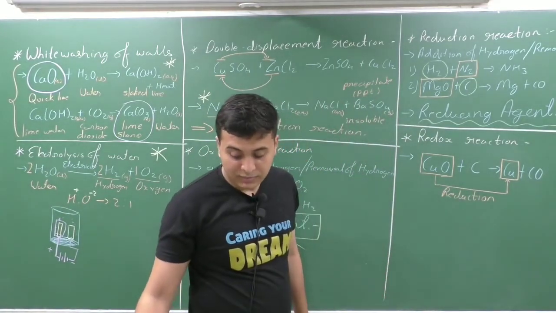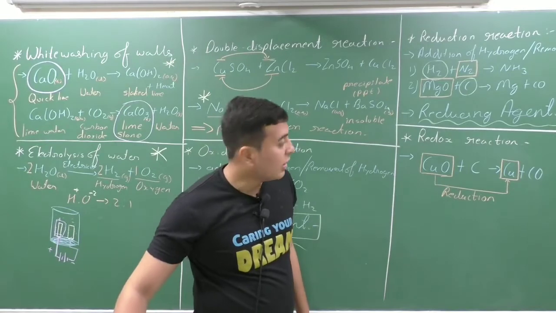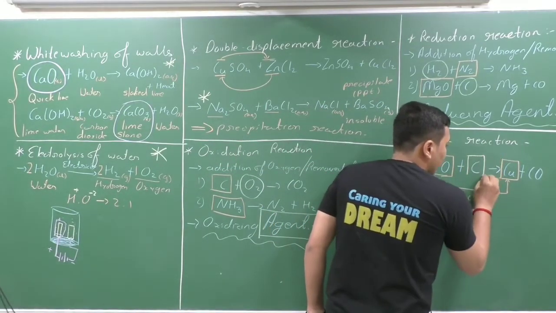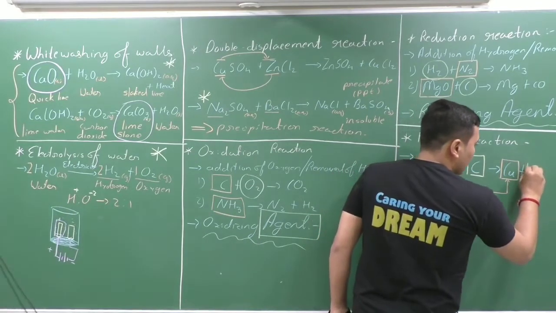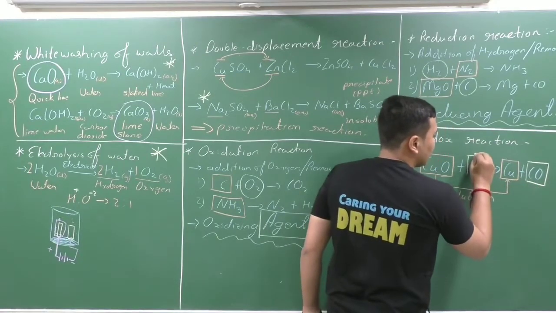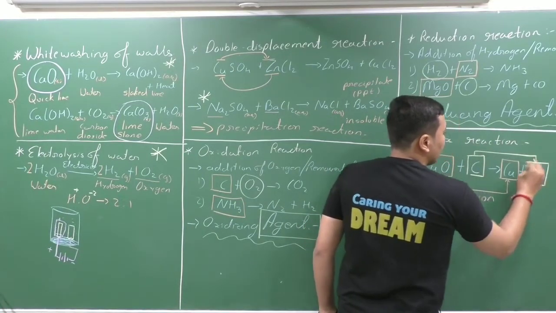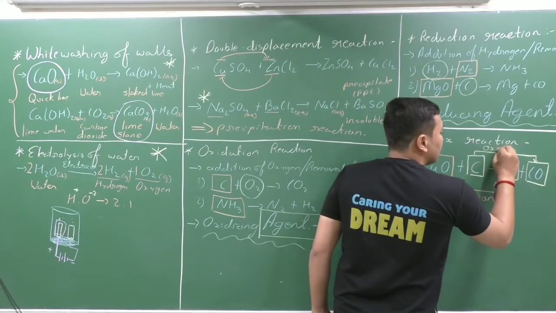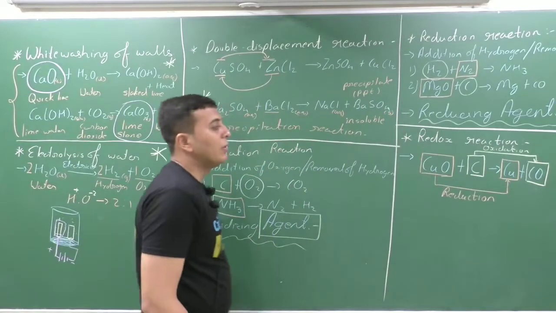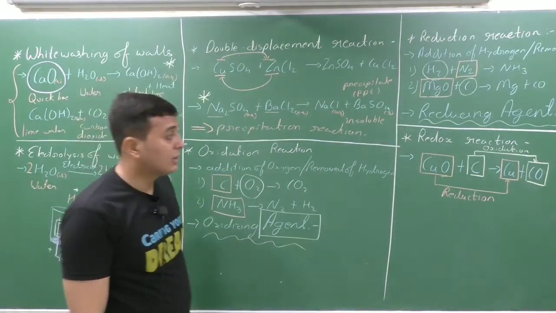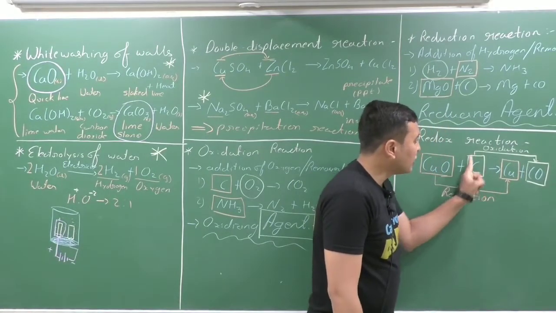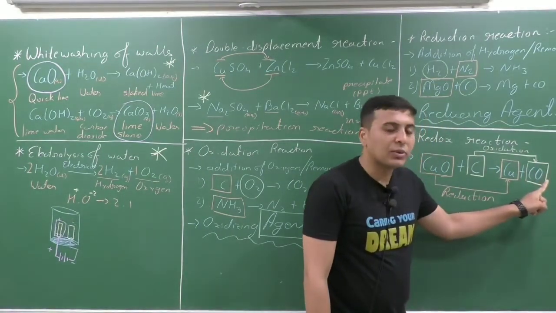Now another thing. Here it is a single carbon, but carbon is converted into carbon monoxide. It means there was no oxygen, but now it has oxygen. So it is a change of oxidation. Getting it? Yes or no? Copper oxide is reduced into copper, but carbon is oxidized into carbon monoxide.